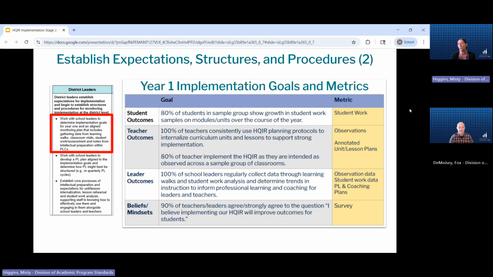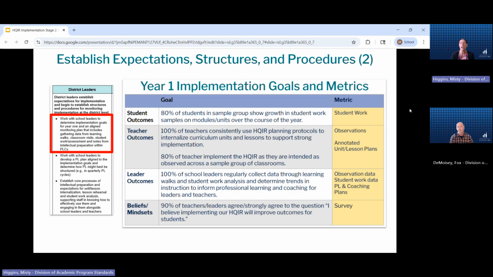A few things to note. Student outcome goals are important to have. And in this case, the district's going to be following students in a sample group to track their growth over the year. You're going to see there's some alignment between the teacher and leader outcomes, because in order to understand if teachers are using the HQIR consistently and as designed, leaders are going to have to do some classroom observations, which you see reflected in the leader goals.